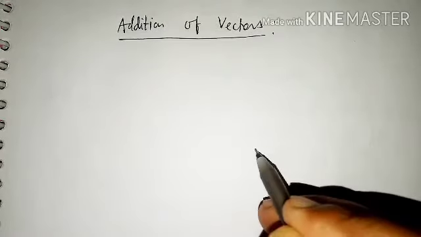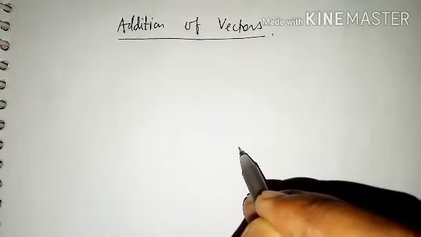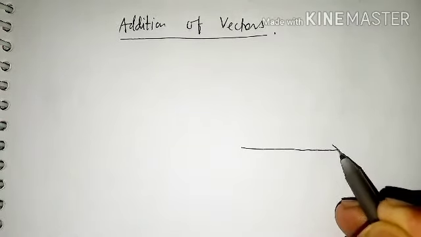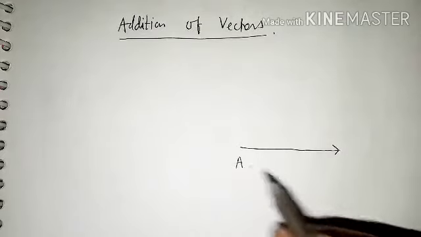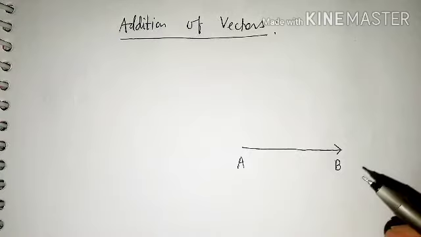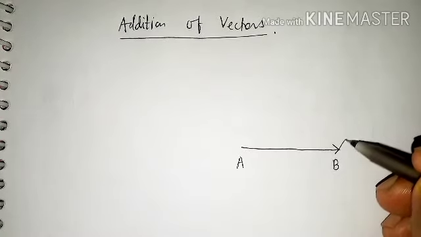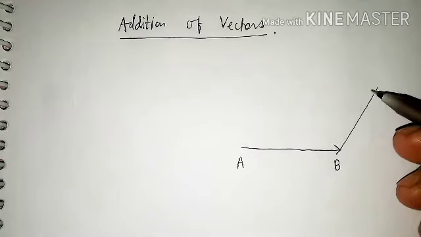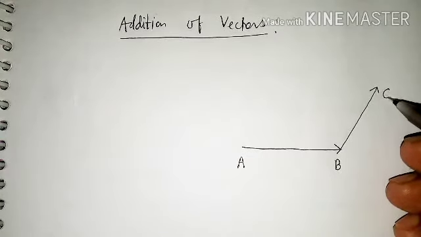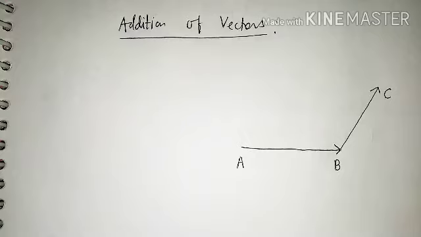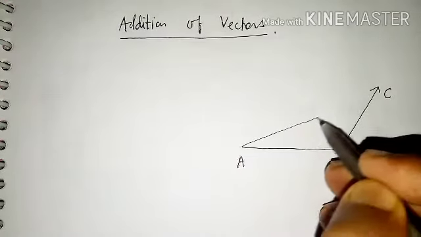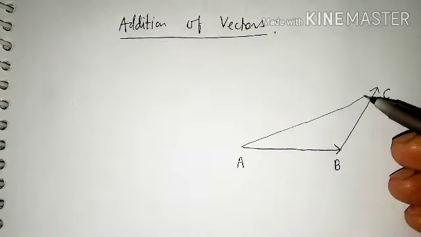Addition of vectors. Suppose a girl moves from a point A to a point B. So her displacement is along vector AB, and from B to C. So her displacement is along BC. Now her net displacement is from A to C.